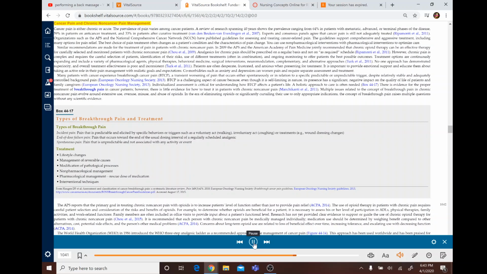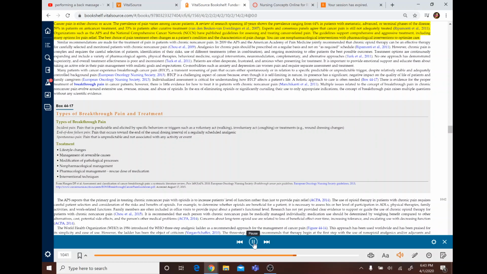Cancer pain and chronic non-cancer pain management. Cancer pain is either chronic or acute. The prevalence of pain varies among cancer patients. A review of research spanning 40 years shows the prevalence ranging from 64% in patients with metastatic, advanced, or terminal phases of the disease, 59% in patients on anti-cancer treatment, and 33% in patients after curative treatment. Van den Beuken-van Everdingen et al., 2007.